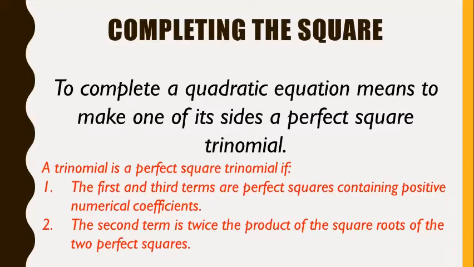What are the characteristics of a perfect square trinomial? A trinomial is a perfect square trinomial if, first, the first and third terms are perfect squares containing positive numerical coefficients, and second, the second term is twice the product of the square roots of the two perfect squares.